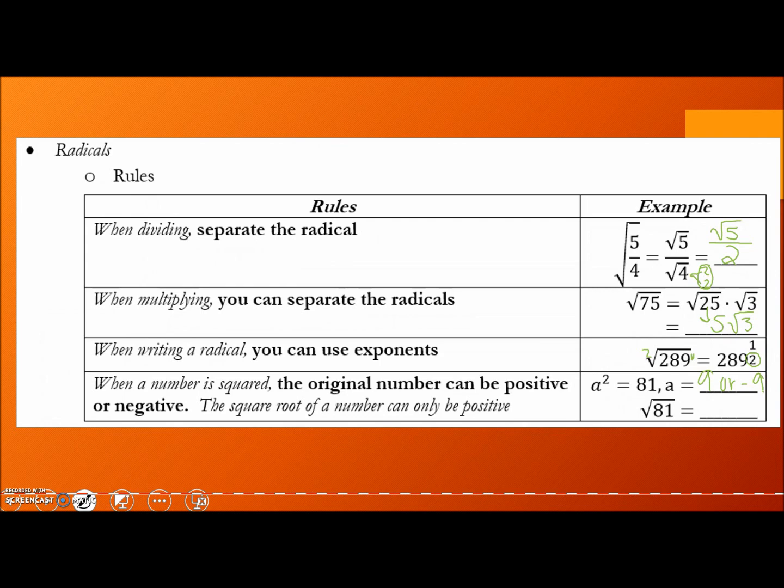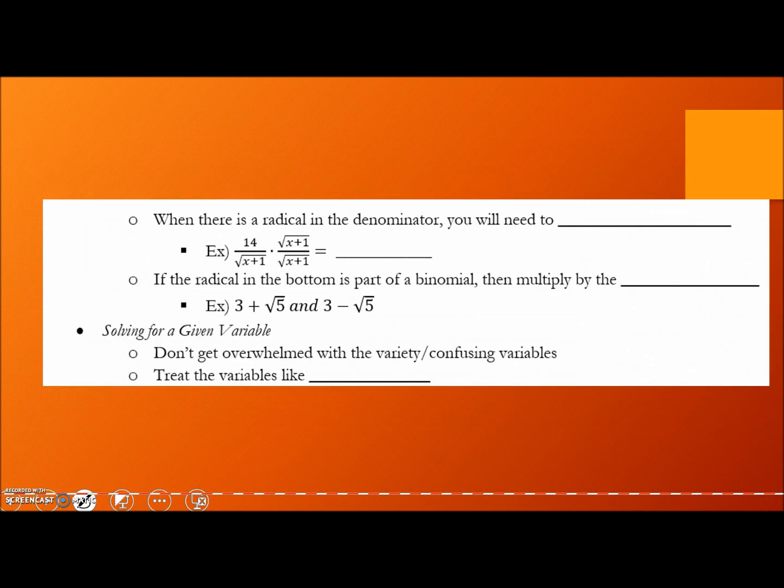However, the square root of 81 is only 9. It cannot be negative 9 as well. And we'll get into imaginary numbers in another video. When there's a radical in the denominator, you'll need to rationalize.